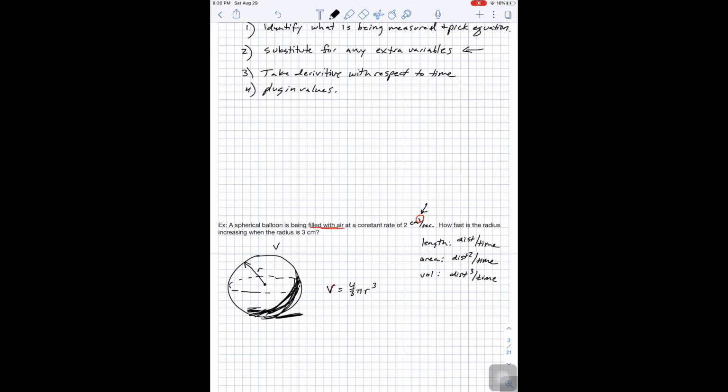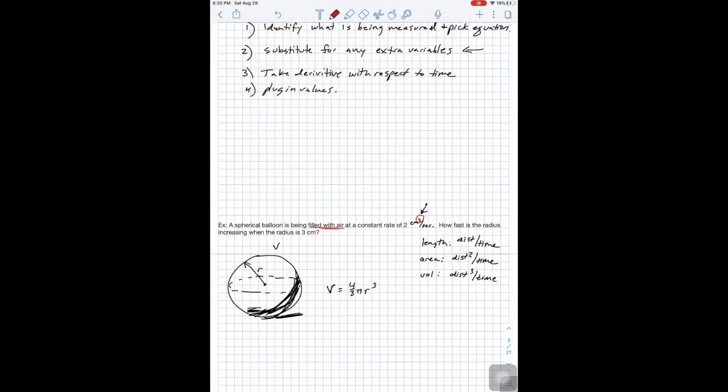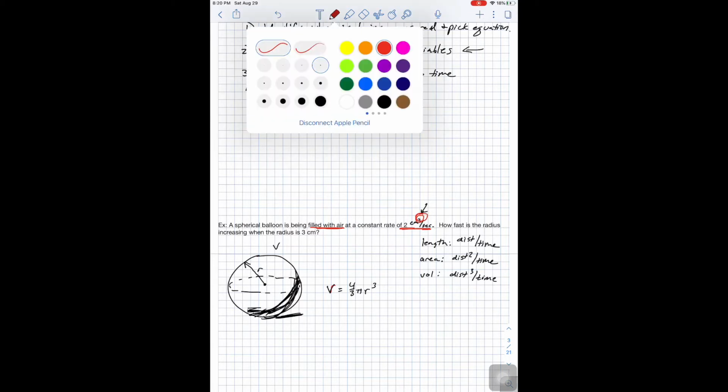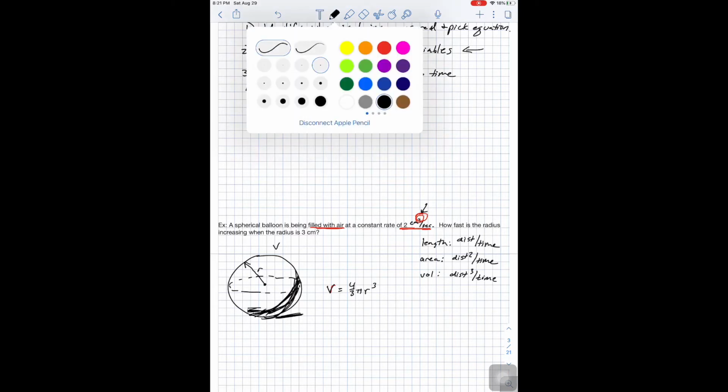Anytime you have a rate, that is a derivative, because derivatives are rates. So I look through this problem and I say the balloon's being filled at 2 centimeters per second. That is a rate on a volume. So this is going to be dV. So I wanted to do that in red. This is going to be dV. Oh my gosh. Sorry.